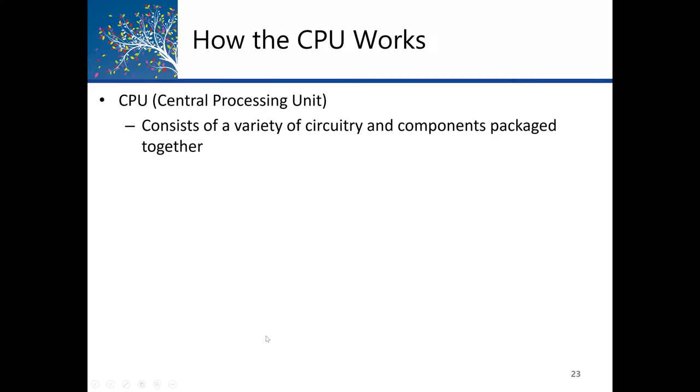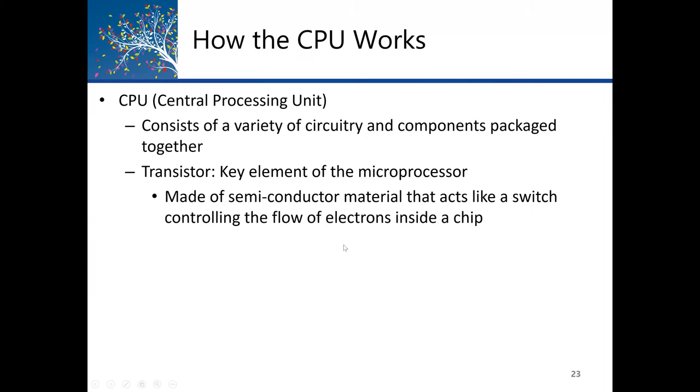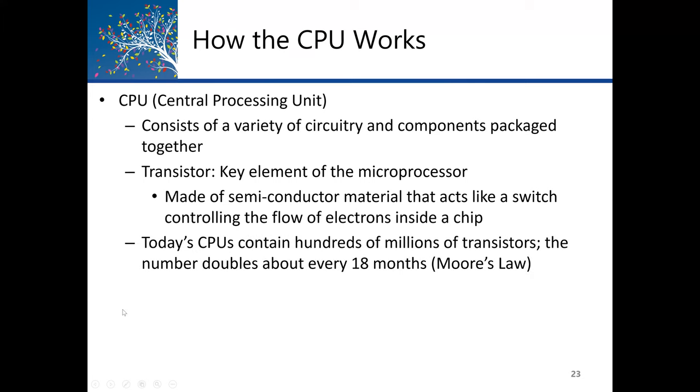Now, how the CPU works. As we say, a CPU consists of different types of elements or components that work together. We have what we call transistors, which are the key element of a microprocessor. These transistors are made of semiconductor materials that can act like a switch controlling the flow of electrons inside the chip. Today's CPUs contain hundreds of millions of transistors, and the number doubles about every 18 months. This is Moore's law prediction, that around every 18 months the speed of a CPU may double.